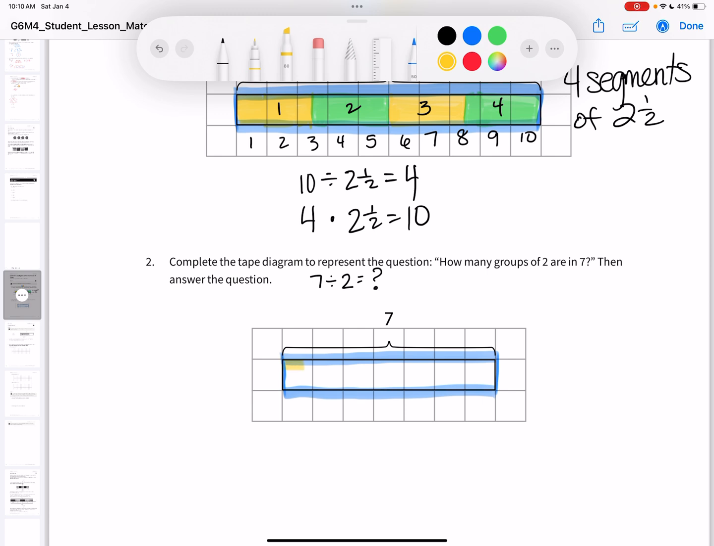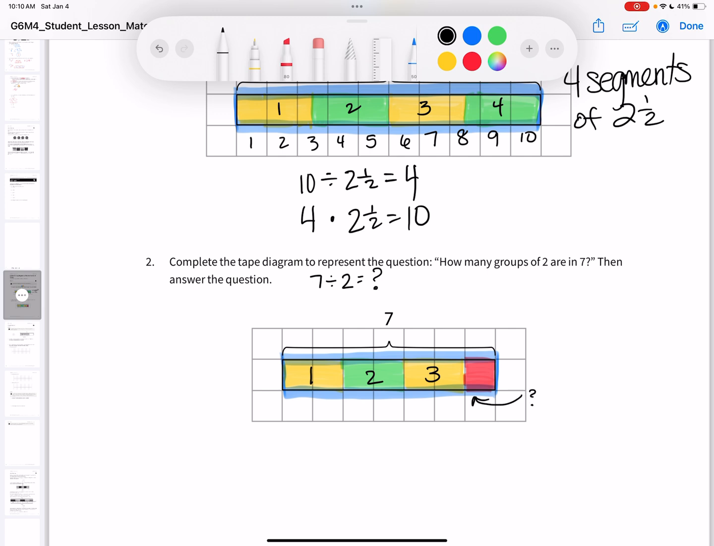Well, here we go. Here's 2. Here's another 2. Here's another 2. But they were not kind to us right now. They did not make it go evenly. So now we have this awful little thing right there, right? So up until this point, we had 1, 2, 3 whole groups of 2, but now we have this 1 left over, and we have to figure out what this 1 is.